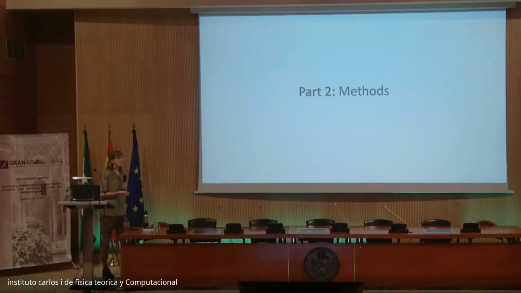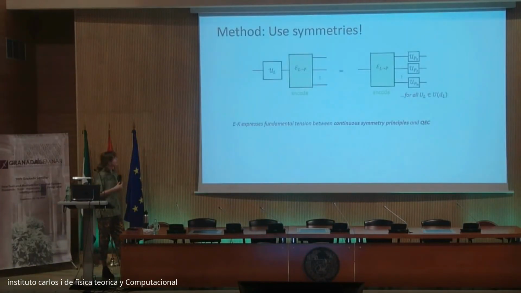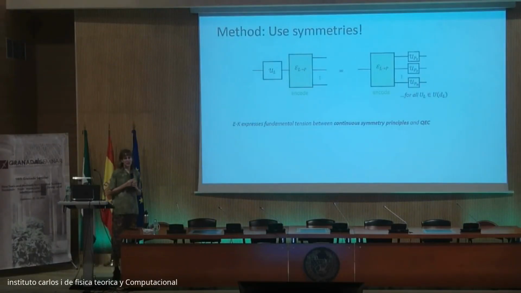So what are the methods that I use to derive this theorem? The basic idea is to use symmetries. The Eastin-Knill theorem expresses a fundamental tension between continuous symmetries and error correction. The idea was to use recent frameworks from quantum information where people have studied the consequences of symmetries on general quantum evolution.